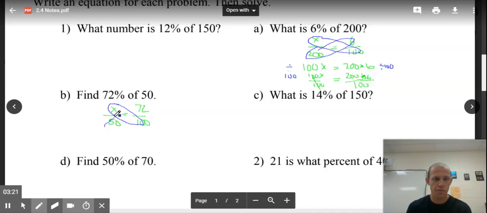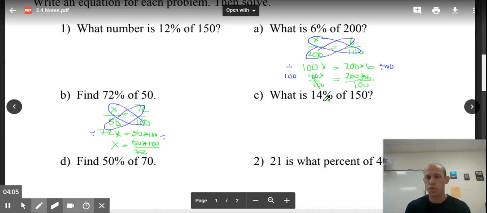So cross multiply, 72x equals 50 times 100. And then I divide by the thing that's next to the x. So we will divide by the 72 on both sides. So when I do that, I will not have anything left on this side besides my x. And here I will have 50 times 100 divided by 72. Whatever that calculates out to be, that will be x.